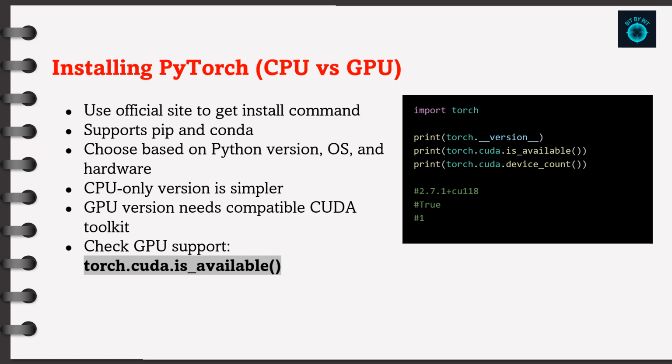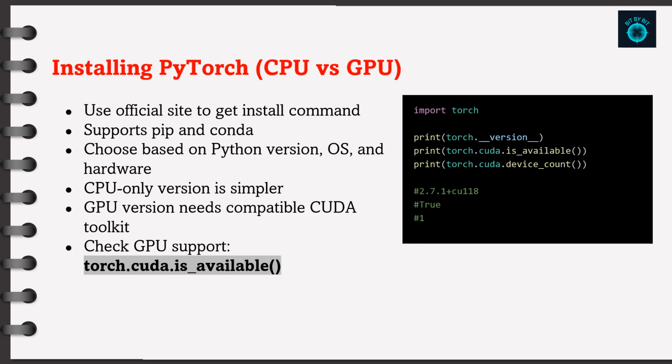If you only plan to use your CPU, installation is very straightforward. You can simply run a pip or conda command, and you're ready to go. For GPU acceleration, you'll need to install a version of PyTorch that includes CUDA support. CUDA is a toolkit by NVIDIA that lets PyTorch run operations on the GPU. Make sure your GPU is compatible and that the installed CUDA version matches the one supported by PyTorch.